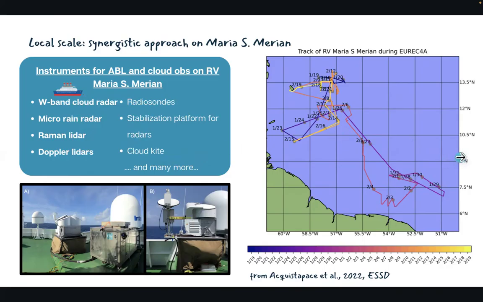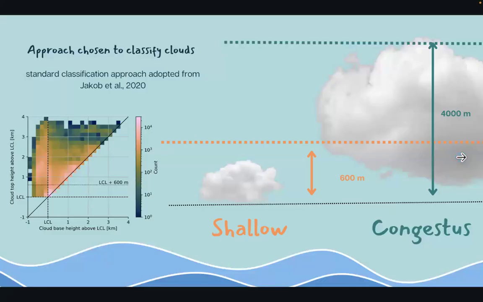these 4 instruments. So first of all, to derive statistics, we need to have a way to classify our clouds. And in this work, what we decided to adopt is the standard classification of clouds that was presented first, I think, in Jacob et al. 2020. This is the first paper where I found this same distinction. Basically, the idea is that we distinguish clouds based on where the cloud top is with respect to the lifting condensation level. So we call shallow clouds all the clouds that have a cloud top within 600 meters from the lifting condensation level.